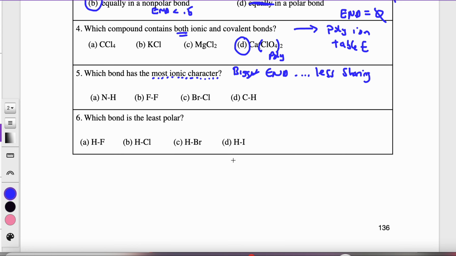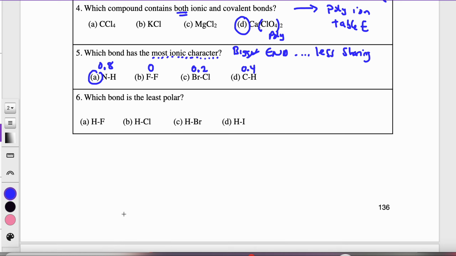So you have to simply calculate the differences in the ENDs. Nitrogen and hydrogen, their END is 0.8. Two fluorines, the END is 0. Between bromine and chlorine, when you look them up and calculate the difference, it's 0.2. And carbon and hydrogen, their calculated END is 0.4. So the one that has the greatest ionic character, because the biggest END means it has the least amount of sharing, would be response A.